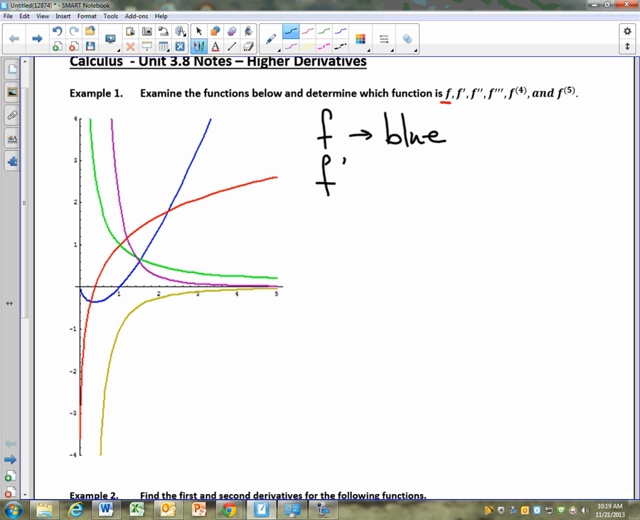F prime. So, I'll write it there. So that's F. F prime will be the red. So now let's work from there. The slope of the red function, is it ever 0? Is it ever positive? Is it ever negative? No. So the red one is always positive, which means it's always above the x-axis. It's always above the x-axis. So therefore, it has to be one of two. Which ones? The green or the purple?